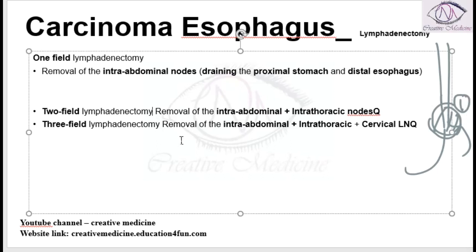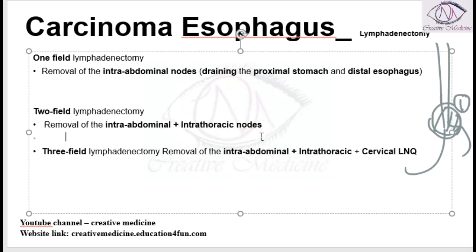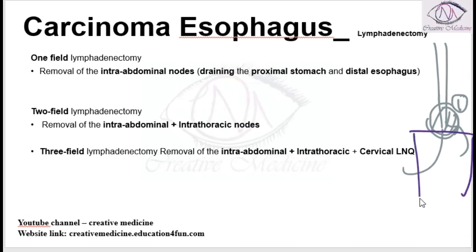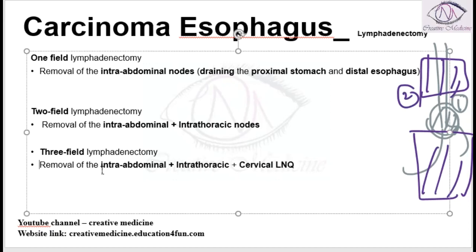Then we have two field lymphadenectomy. In two field lymphadenectomy, we will remove the intra-abdominal nodes and we will also remove the intrathoracic nodes. That is, intra-abdominal is one field and intrathoracic is two field. So this is two field lymphadenectomy where you remove lymph nodes from intra-abdominal and intrathoracic nodes.